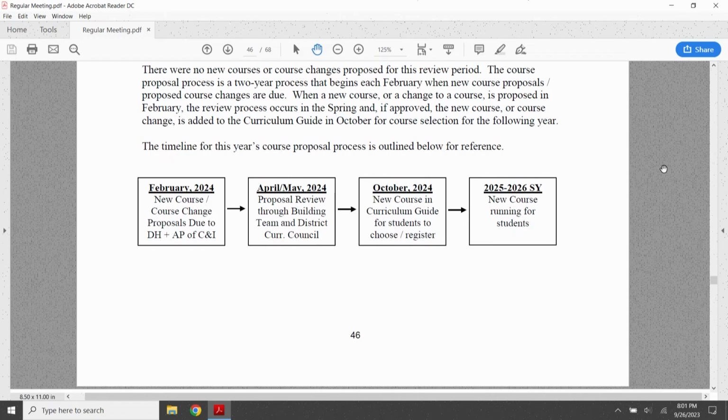You propose it in 23-24, you course select in 24-25. Yep, and you take it in 25-26. I was just laying it out there for you. Yeah, that's helpful to see.